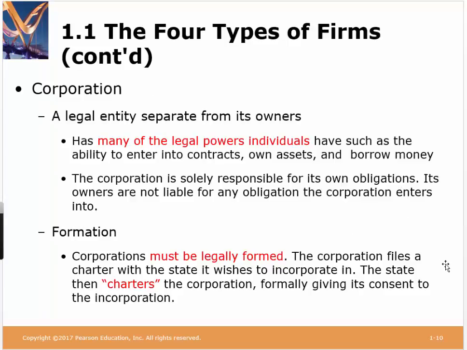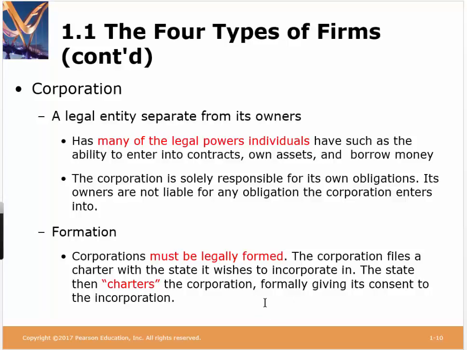In this book, we're going to concentrate on something referred to as a corporation. Everybody's heard of these, right? It's a legal entity that's separate from its owners. It has many legal powers, just like an owner does. Essentially, the only thing they cannot do is vote. So a corporation is solely responsible for its own obligations. Owners are not obligated for the debts of a corporation should that corporation go into bankruptcy.